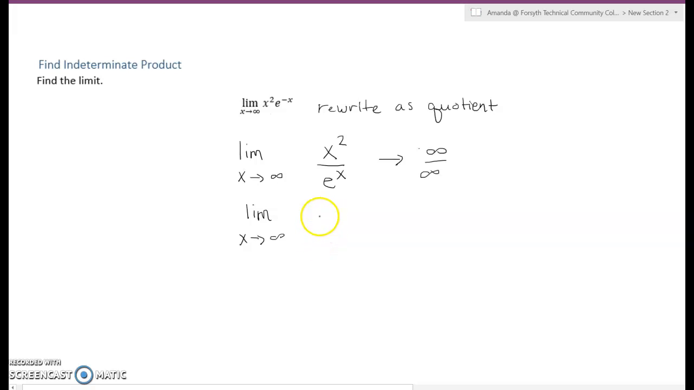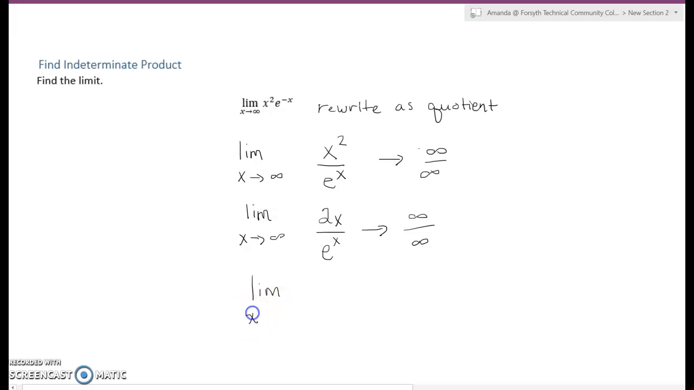So we're not finished yet. We need to do 2x over the derivative of e to the x, which is just e to the x. Again, 2x as x goes off to infinity will give us infinity. And e to the x will take us to infinity. So we're going to run it one more time. Let's take the derivative one more time.